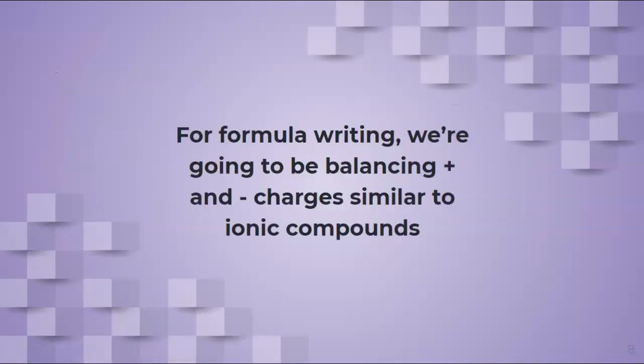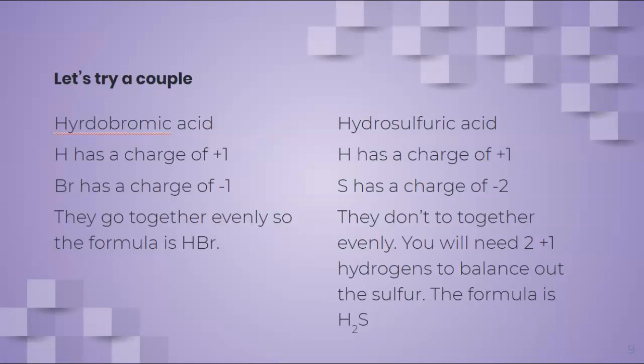Now we're going to do the opposite. If you're given the name and you have to write the formula, it's same as ionic. We're going to try to balance out those plus and minus charges. Okay, so hydrobromic acid. Ooh, okay. That means I know I'm going to start with a hydrogen because all acids do. And I know that this bromic is referring to bromine off the periodic table because of the hydro.